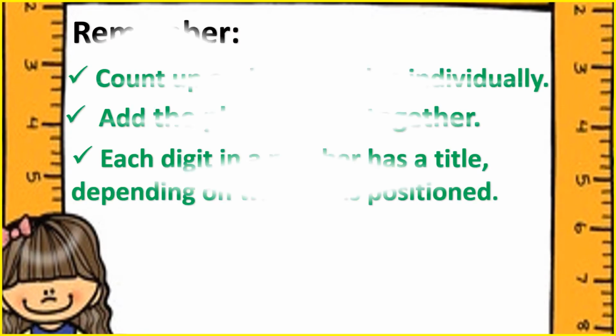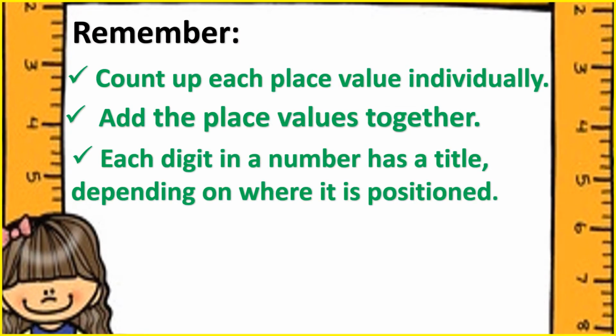So my dear children, some important things to remember are that count up each place value individually, add the place values together, and each digit in a number has a title depending on where it is positioned.